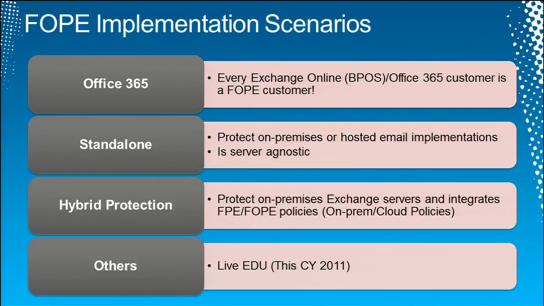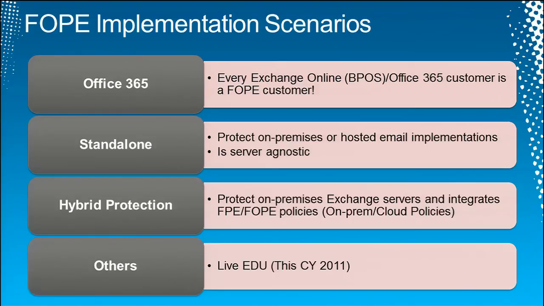So FOPI is available in a few different environments. As I stated before, it's part of the Office 365 service. So every Office 365 customer is a FOPI customer. We'll go through the different SKUs or the different offerings with Exchange Online and Office 365 and show the different features they have depending on the offering, but every Office 365 customer has FOPI. FOPI is also available as a standalone product, so it can protect your on-premise or hosted email.